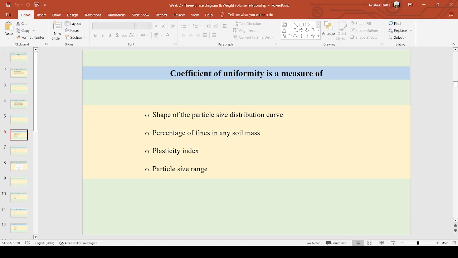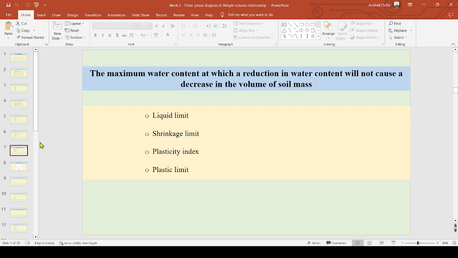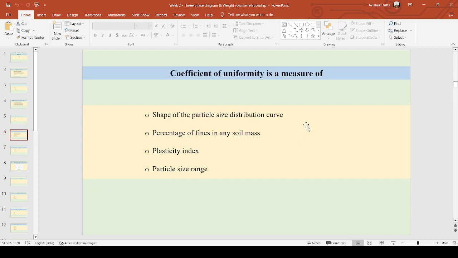I'll go to the next question. For people who have joined late, I'll just repeat this question. Coefficient of uniformity is a measure of. The options were shape of the particle size distribution curve, percentage of fines in any soil mass, plasticity index, and particle size range. Next question.